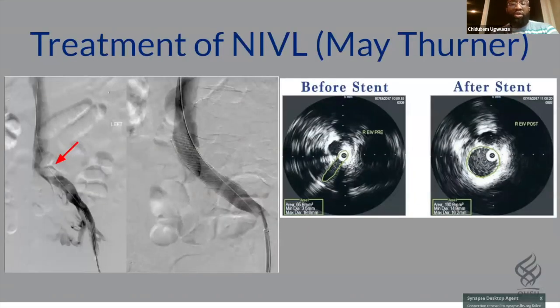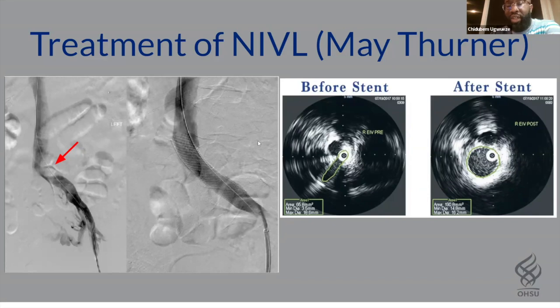So May-Thurner syndrome, this is an example of May-Thurner syndrome treatment. We have a venogram showing a very, very short segment narrowing of the common iliac vein with still flow going into the IVC. You're able to easily get a wire across this.